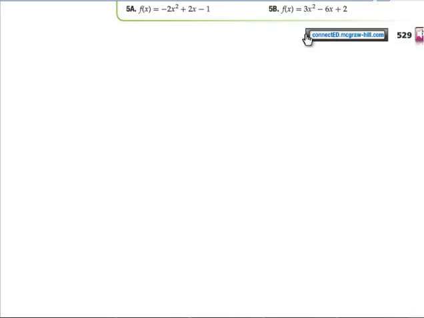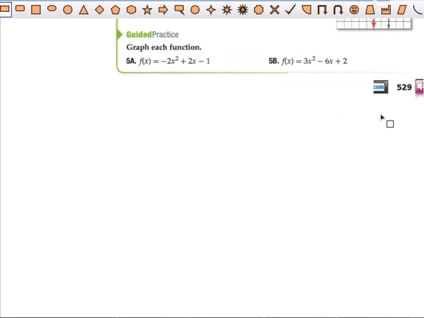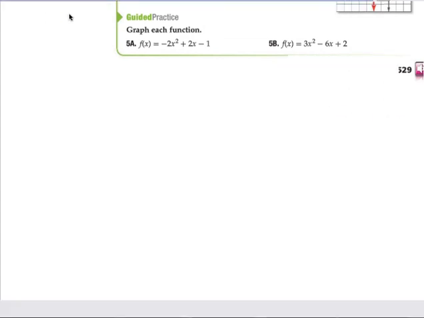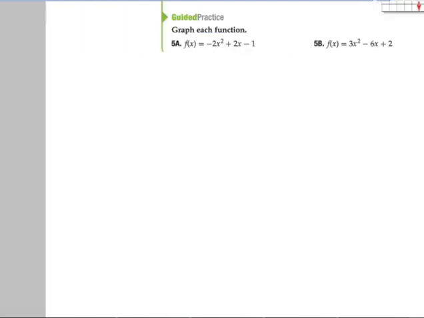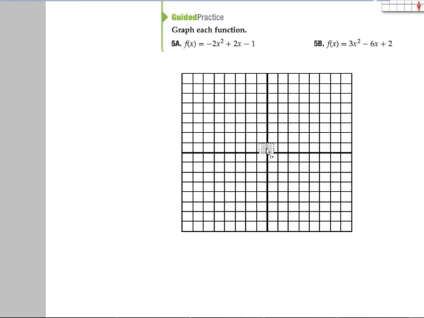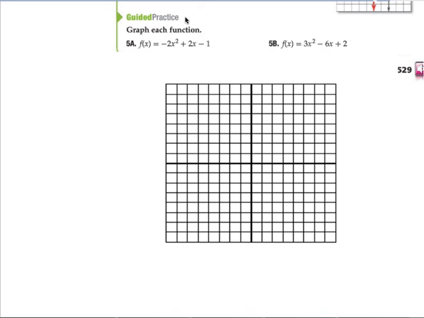Okay. I'm going to do one with you, and then you're going to do one on your own that we'll talk about in class. So let's go ahead and take a look at 5a. Okay, so let's find the axis of symmetry for 5a.